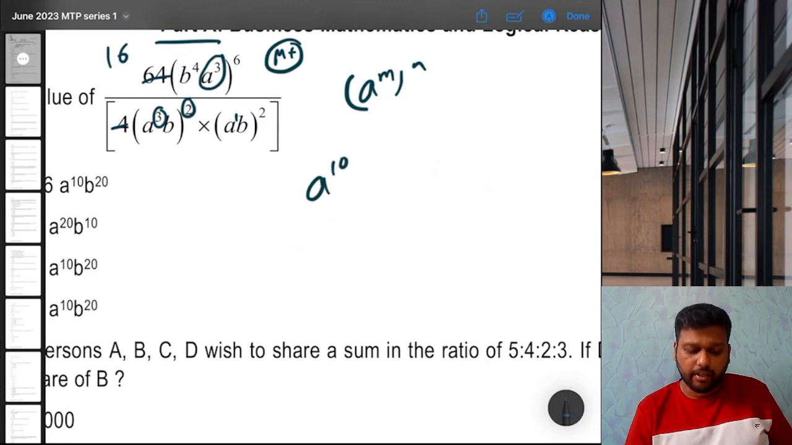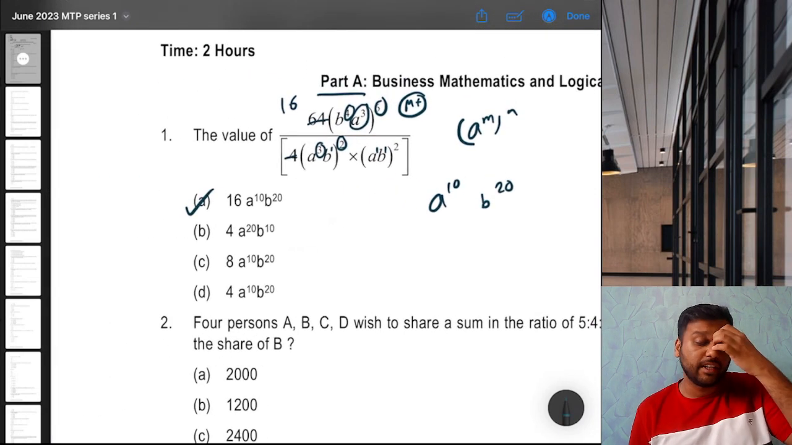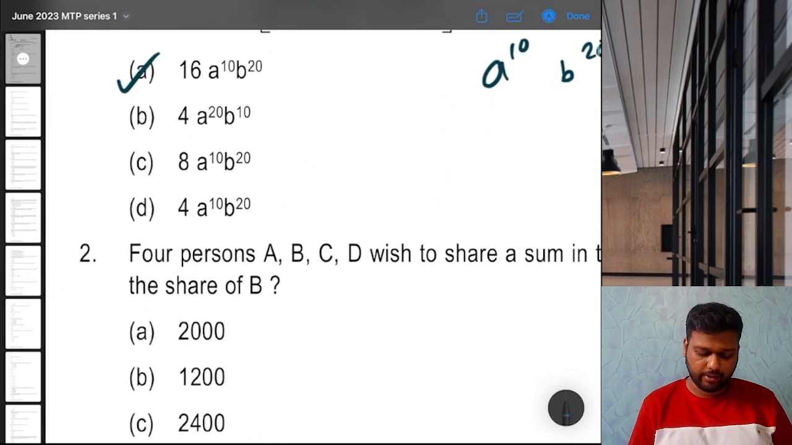Clear the memory. B. 4 into 6, M plus. Then 1 into 2, M minus. Again 1 into 2, M minus. If you press MRC, you get 20. So B raised to 20. So A is the correct answer, right? You need not have solved that.